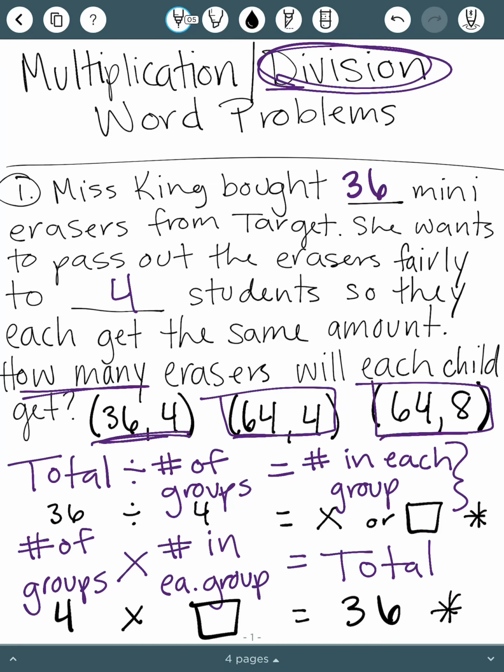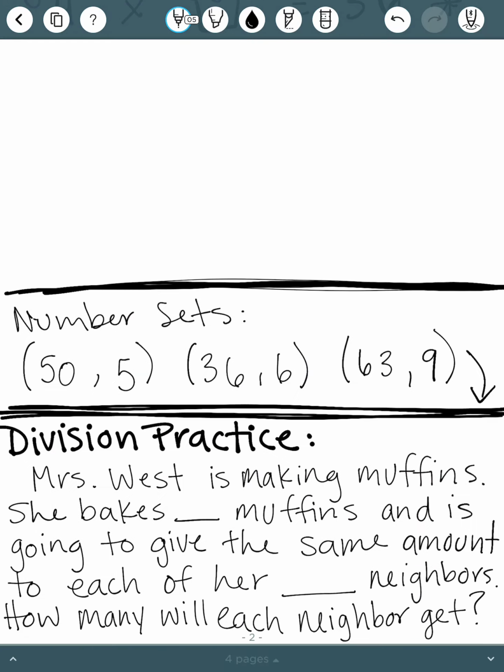I wrote the equation first. Oftentimes, students will solve and then go back and write their equation, which is totally fine. It doesn't matter what they do first. I just like to show them how to write the equation based off of the story before we solve. Okay, so I'm going to go to a new page and show a strategy for how to work this.